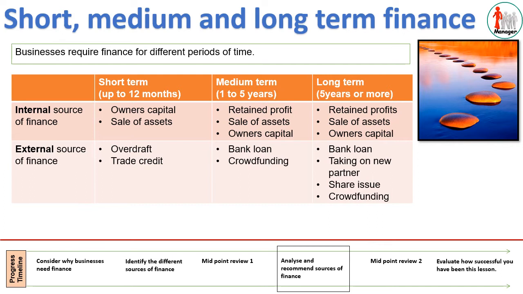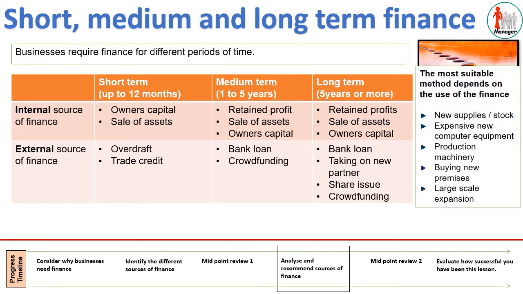When we're looking at the sources of finance and what finance we might want to use, we have to be aware that some finance is used for short-term requirements, so that would be within 12 months. Medium to long term is anything between 1 to 5 years or more. Depending on how long we want the finance for will impact our choices. Remember, we might want finance because we need new supplies of stock. That's your short-term day-to-day expenses, so you wouldn't want to be paying back money for over 5 years when actually you spent the money 5 years ago.